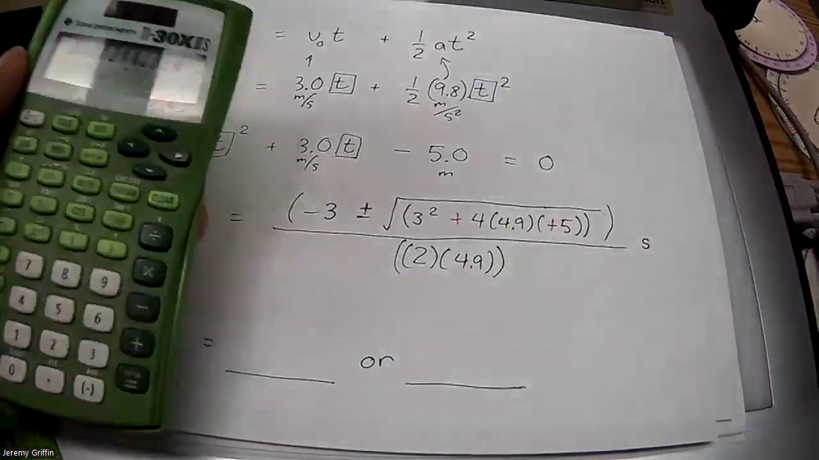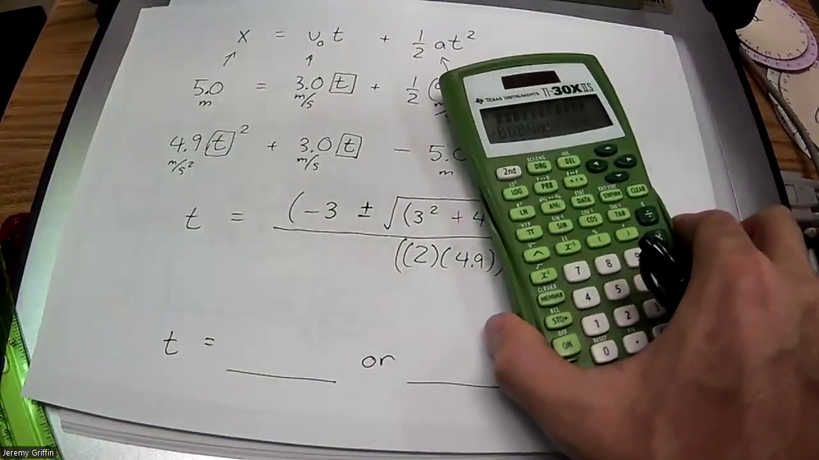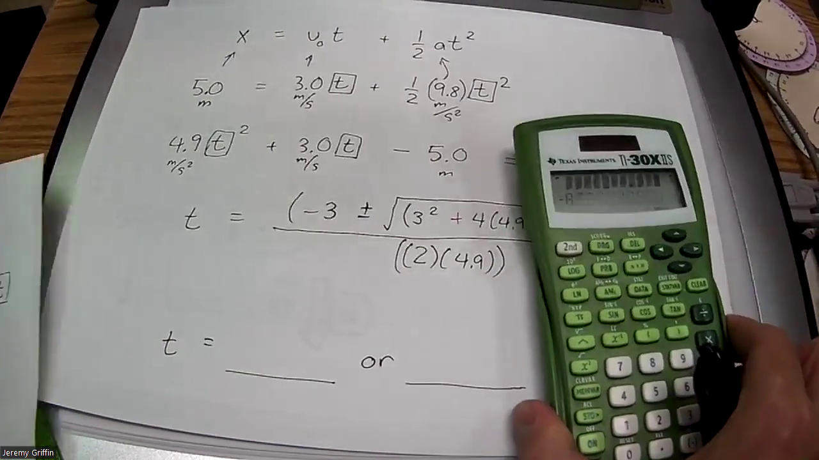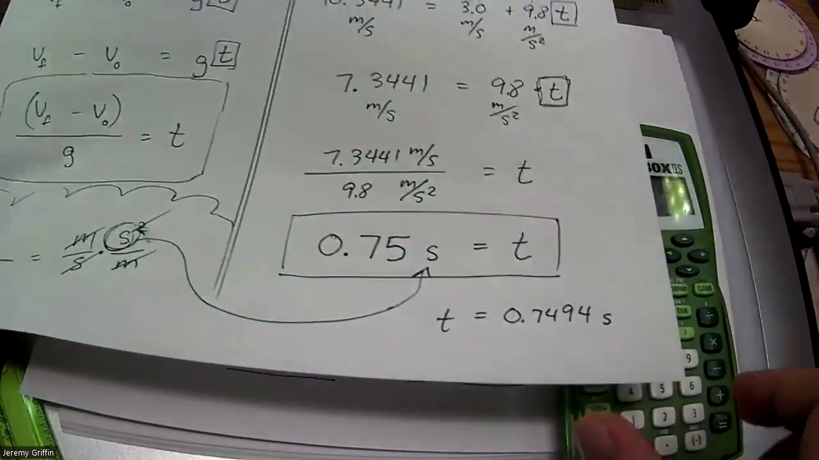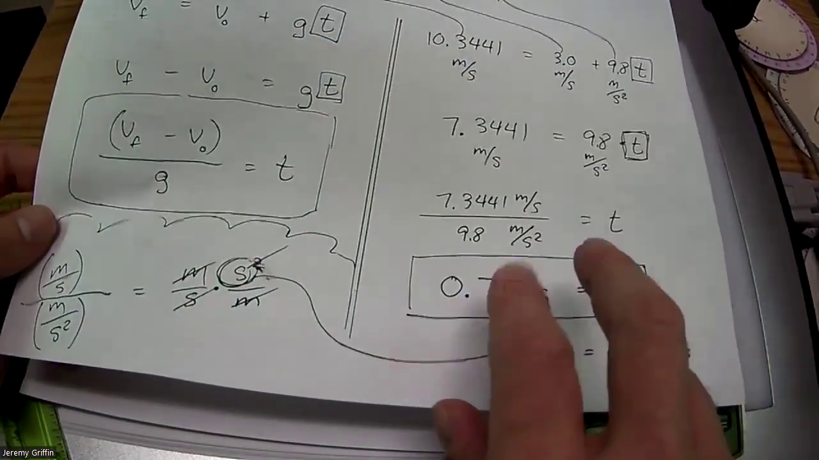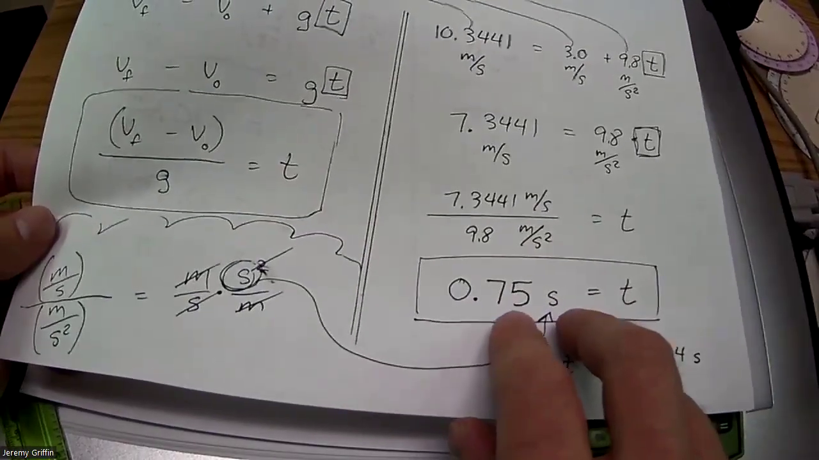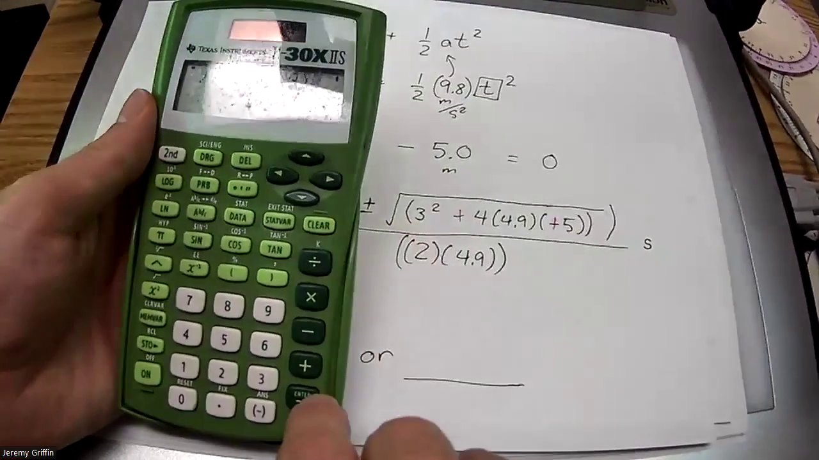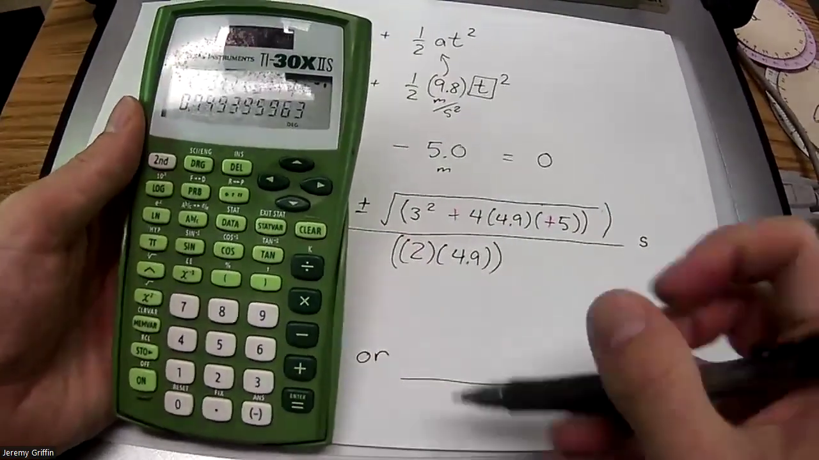All right, guys ready? Oh, and you know what? Before I hit enter, don't we already know what the answer is? And with my numbers, what was my answer? 0.75 seconds? Should this tell me 0.75 seconds? Moment of truth.